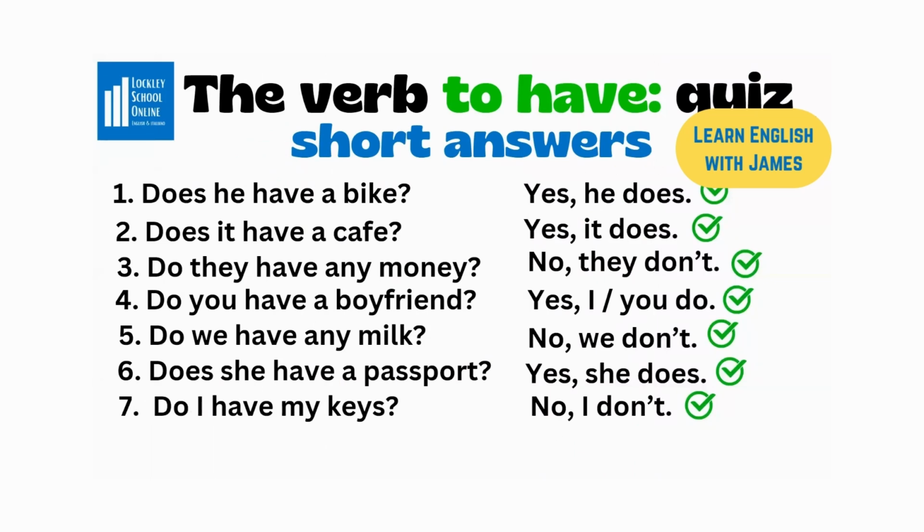So number 1, does he have a bike? Yes, he does. Number 2, does it have a cafe? Yes, it does. Number 3, do they have any money? No, they don't. Do you have a boyfriend? Yes, I do, or yes, you do. Do we have any milk? No, we don't. Does she have a passport? Yes, she does. And finally, do I have my keys? No, I don't.